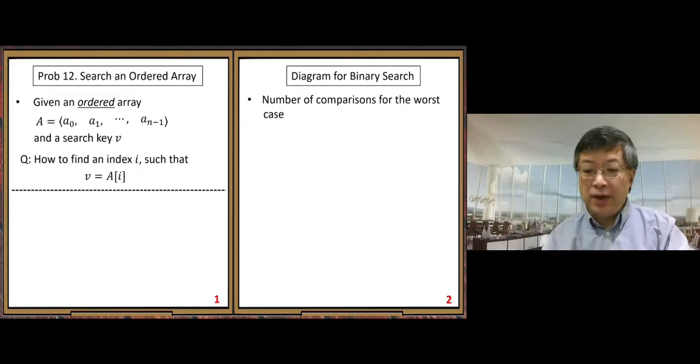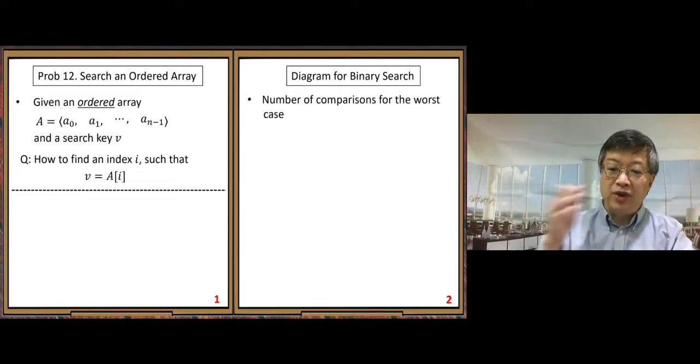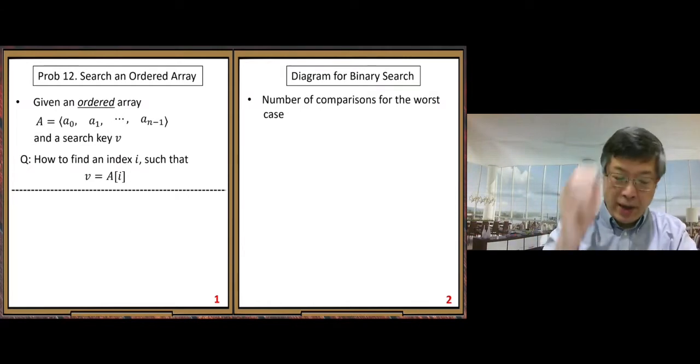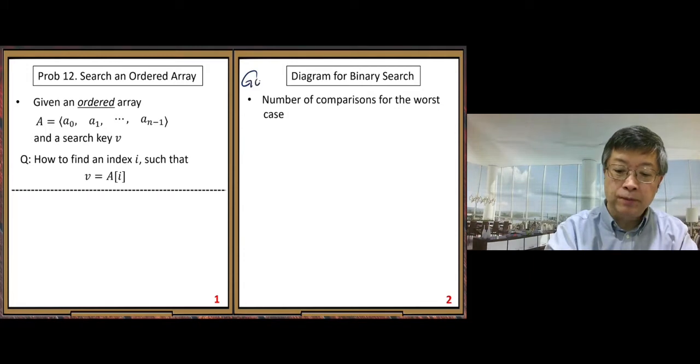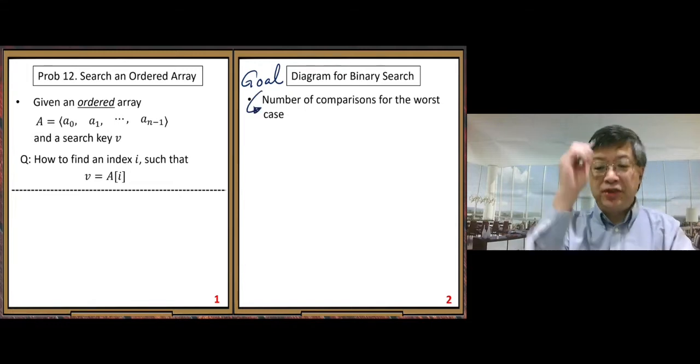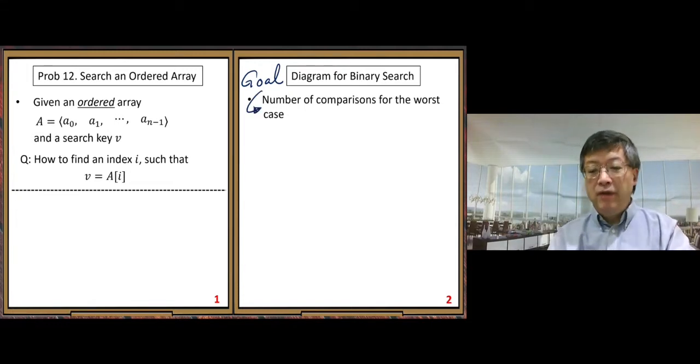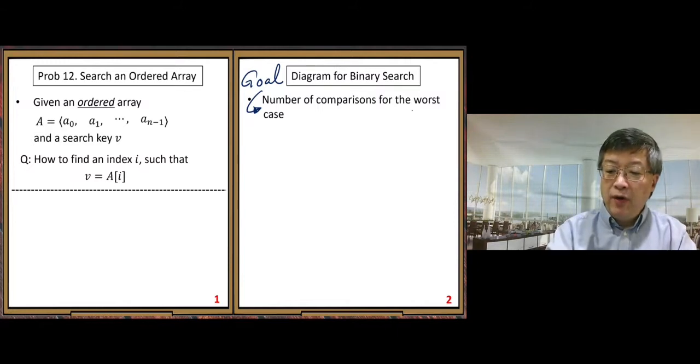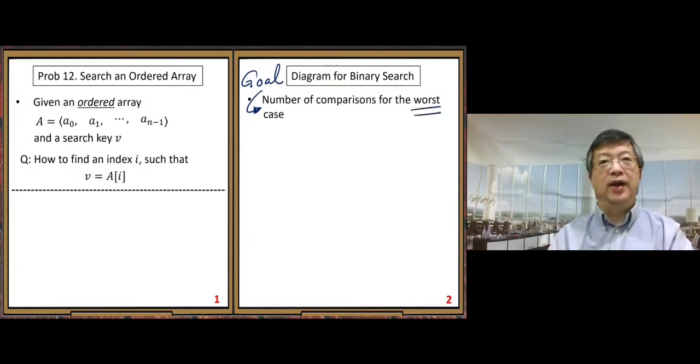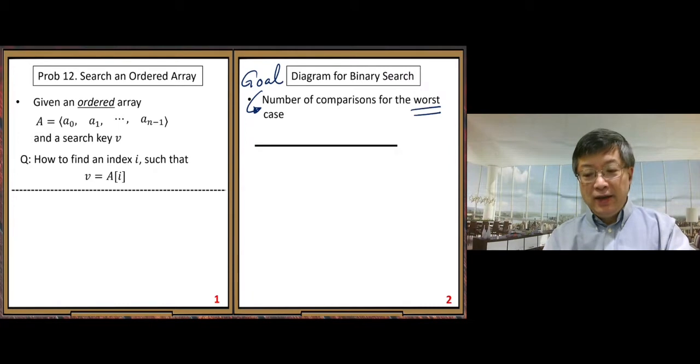All right, number of comparisons for the worst case. In our analysis, this is our goal: the number of comparisons for the worst case. Let me use a diagram.